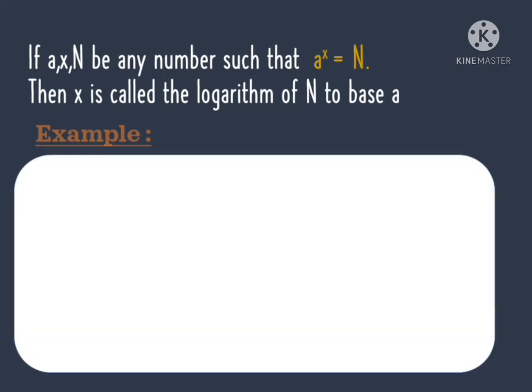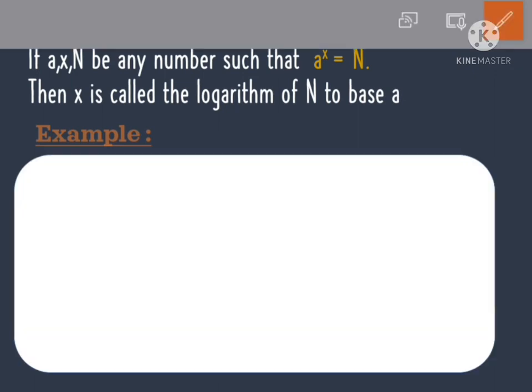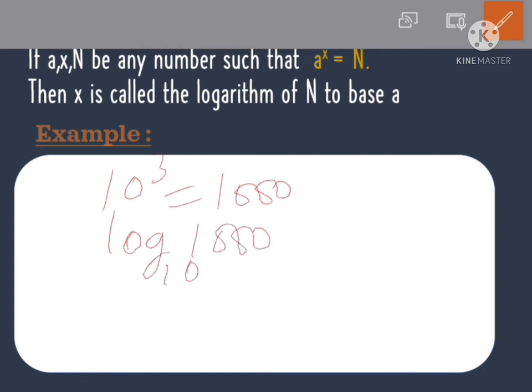So for example, I can write 10 raised to the power 3 as 1000, and in log format I can write it as log of 1000 at base 10 is equal to 3. It means log is simply the exponential power to base 10.